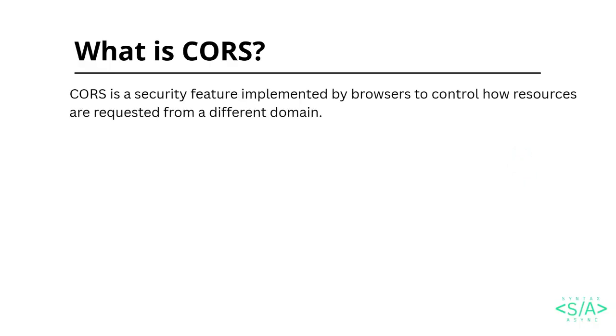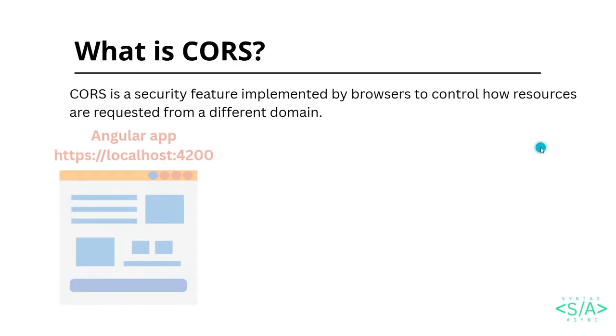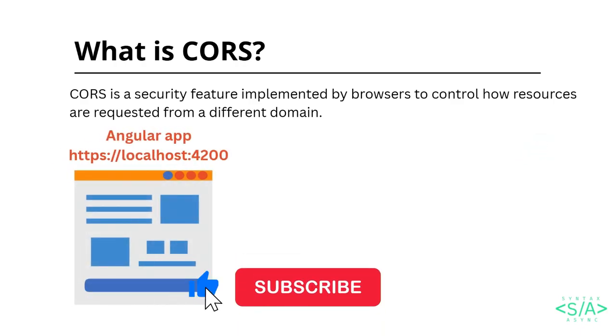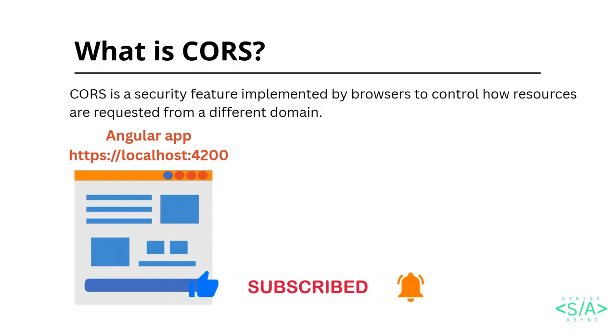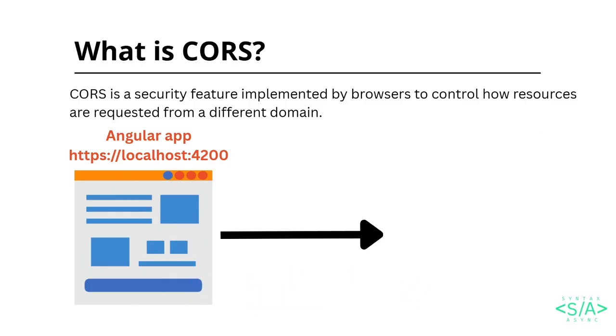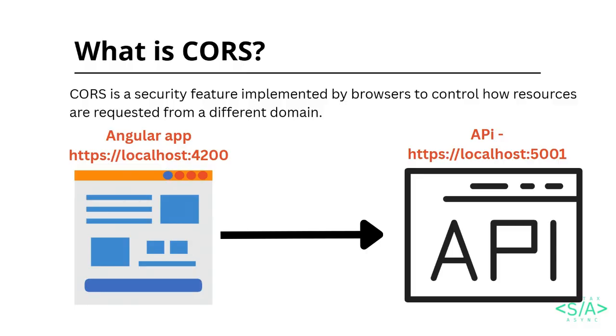CORS is a security feature implemented by browsers to control how resources are requested from a different domain. For example, you have an Angular application which is hosted on localhost 4200 and it's calling an API which is hosted on localhost 5001. By default, the browser blocks this request if the server doesn't explicitly allow it. So if both projects are hosted on different domains, then you get this error. Let's open the project and try to fix this issue.